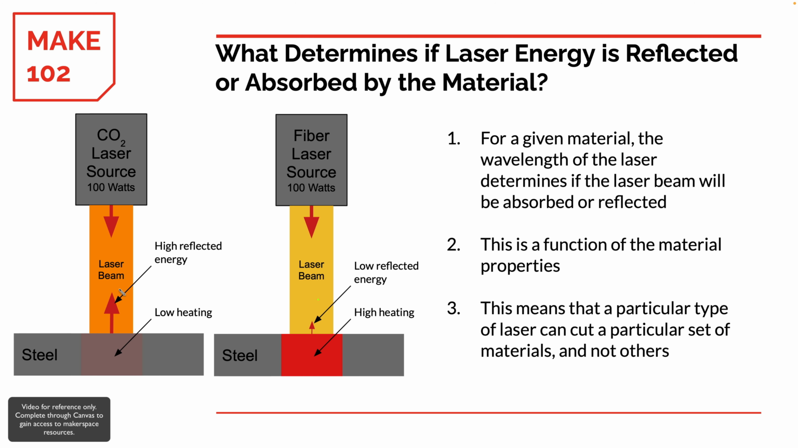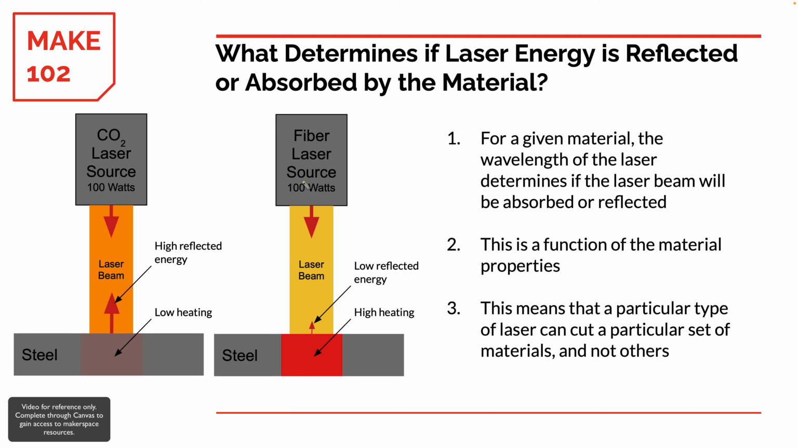So what determines how much of this laser energy is reflected? We stated before that we don't want the laser energy to be reflected. Essentially, this is a characteristic of the material. It's a function of the material properties. Now, it could have to do with the reflectivity of the surface of the material. So shiny materials may cut less well than dull materials. But in essence, the major factor is the wavelength of the laser combined with the material.